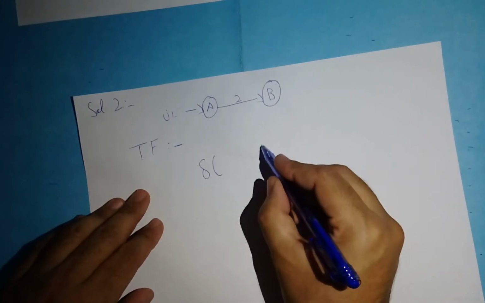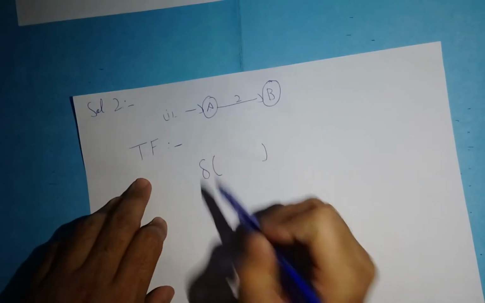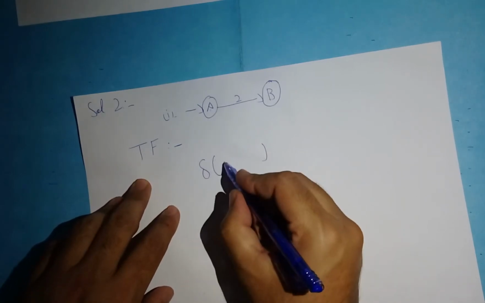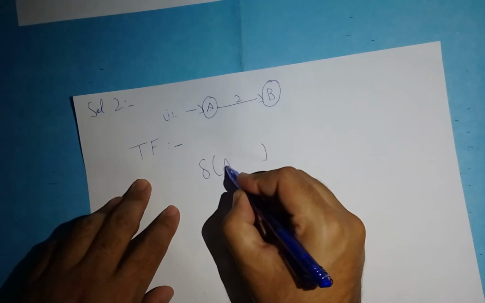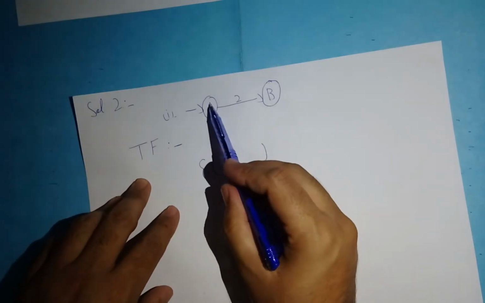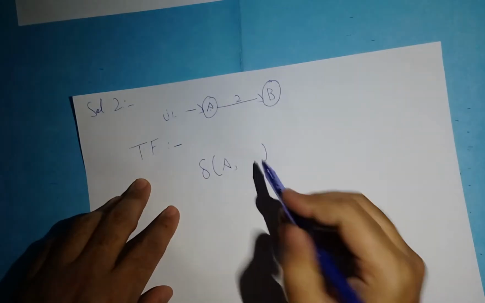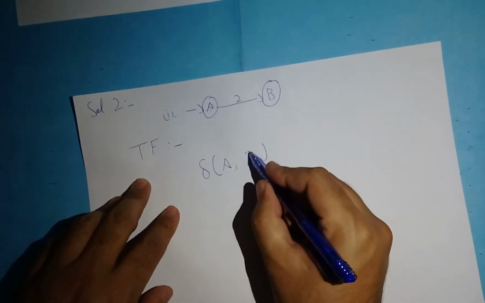Now I make the bracket, and in the bracket the automata is going to start from A. So the first variable in the bracket is going to be the first state, which is A. I've got it from that automata. Now from state A I took the input 2, so here I'm going to write down 2.